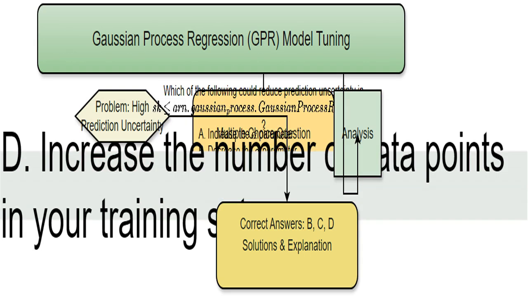More data points generally help in making better estimations of the underlying relationships in data, leading to less uncertainty in predictions. It's like having more clues to solve a mystery. The more clues you have, the more confident you'll be in your solution.